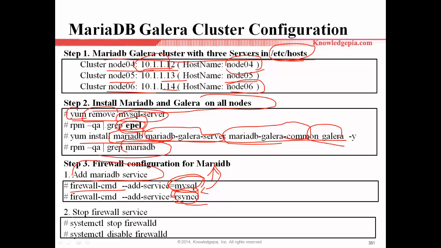Step 2, start the firewall service. If you don't want to use this kind of service, then you can start the firewall service using this kind of command: systemctl start firewalld. And later, also if you don't want the firewall, then disable it.